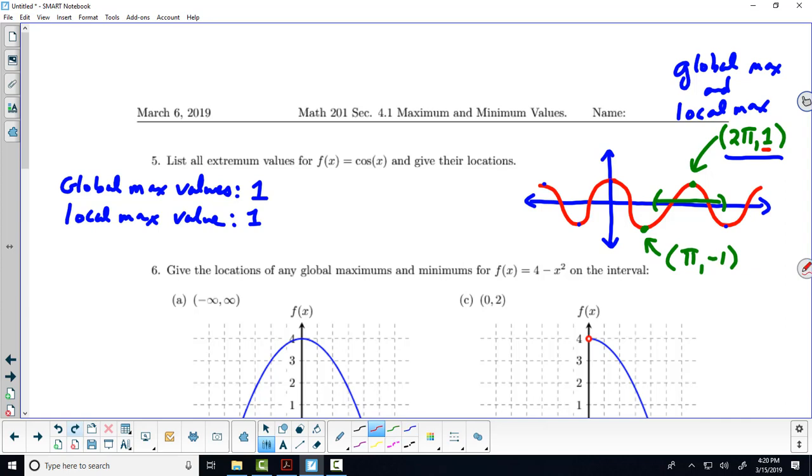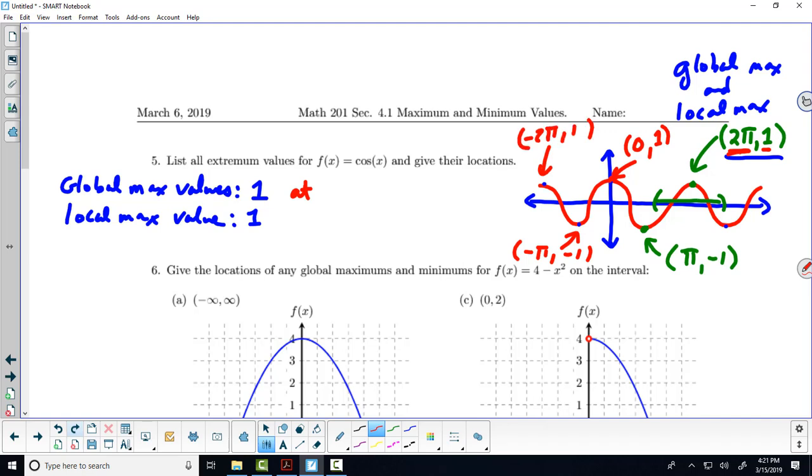What about the locations? Where do we have our global max values? They occur at, well, let's see, this one occurred over here at 2 pi, right? And there'd be another one right here. This is at the ordered pair 0, comma 1. So that's at 0 pi, is one way to think of it. Down here I have, this is at negative pi, comma negative 1. And then I have another one up here at minus 2 pi, comma 1.